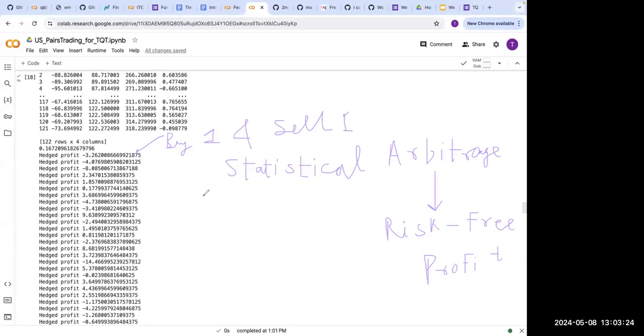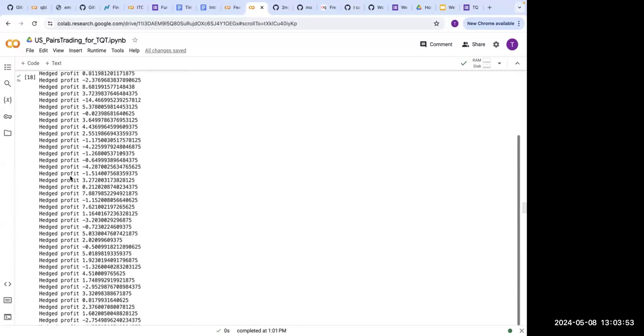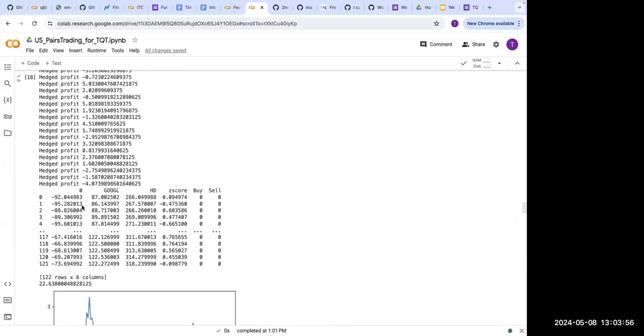Every time you made a trade, you can see if it was beneficial or not. Negative indicates that you eventually made a loss on that, positive indicates you made a profit. You will see big profits sometimes. The losses are generally less, and the profits are much higher in value. So eventually, with all the transactions that you made, you can see a total hedged profit of 22.63.